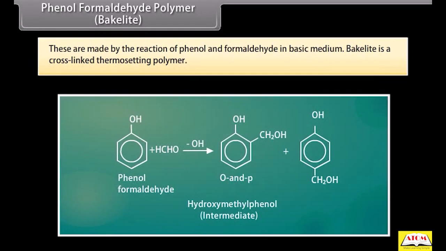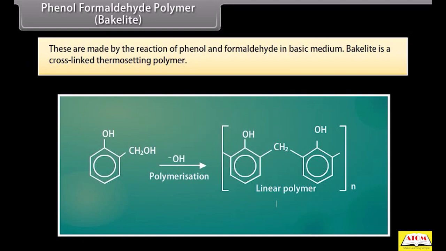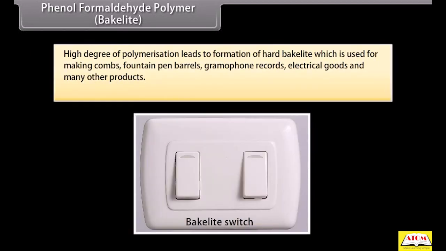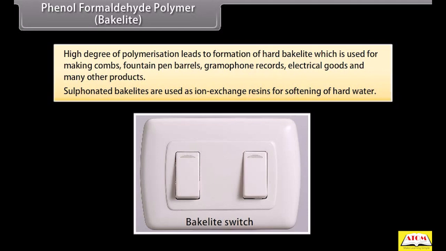Phenol formaldehyde polymer, Bakelite. These are made by the reaction of phenol and formaldehyde in basic medium. Bakelite is a cross-linked thermosetting polymer. Soft bakelites with low degree of polymerization are used as bonding glue for laminated wooden planks and in the preparation of varnishes and lacquers. High degree of polymerization leads to formation of hard bakelite, which is used for making combs, fountain pen barrels, gramophone records, electrical goods, and many other products. Sulfonated bakelites are used as ion exchange resins for softening of hard water.